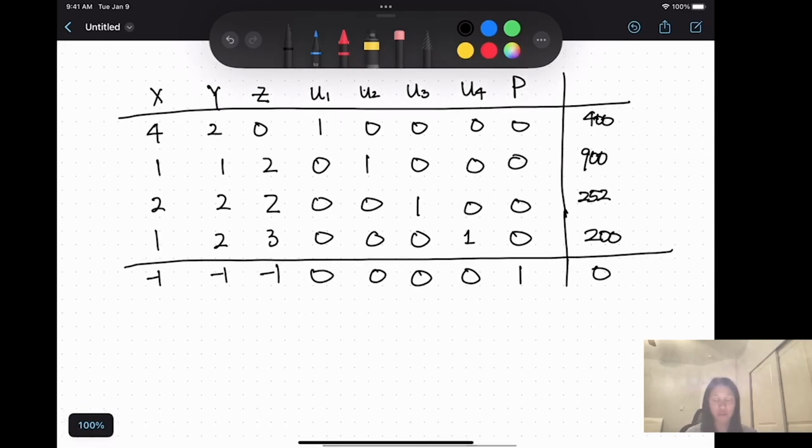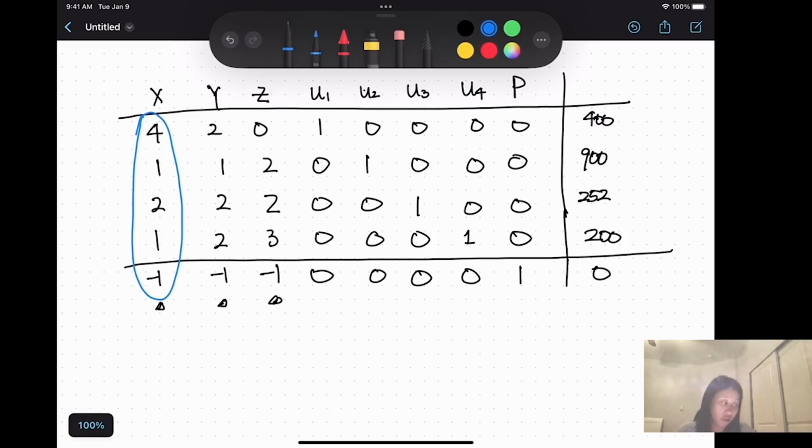So in here, the first step is you need to find the pivot column. So here you need to find the largest negative number, which is the smallest number. Since these three are all the same, that means you can pick any one as your pivot column. So I am going to pick this one. It doesn't matter, you can pick the 1st, 2nd, or 3rd column.